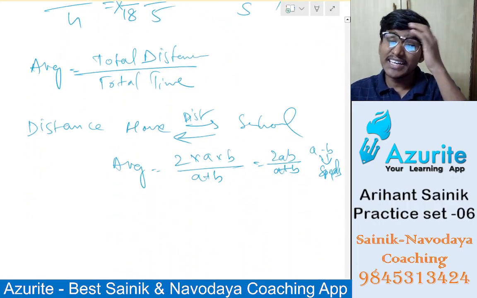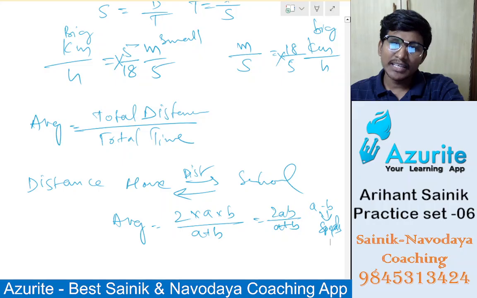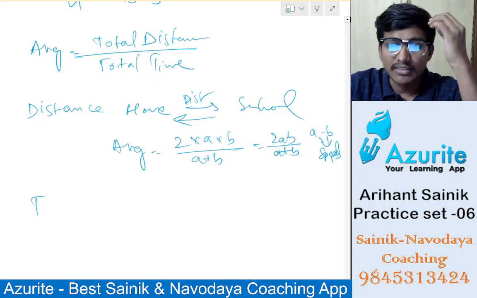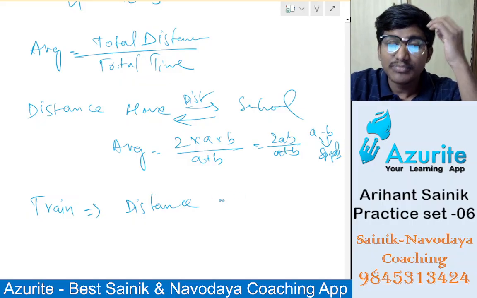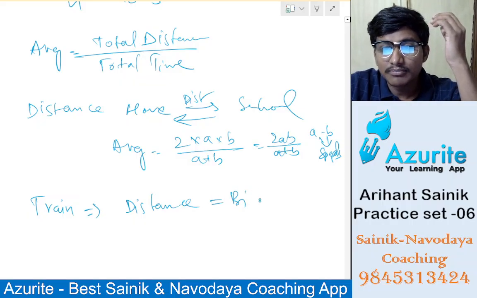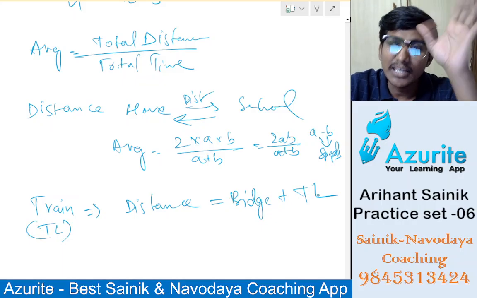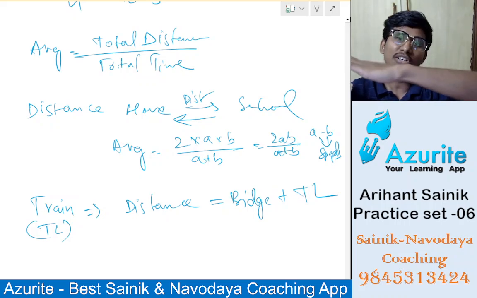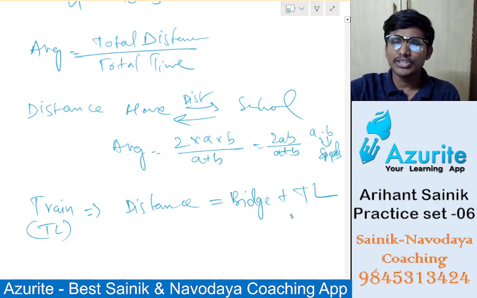If they give train length, I am writing train length as TL. In the train problem, if there is a bridge, the distance will be bridge plus train length, because the train is long, the bridge is long, and it has to cross completely. Understood?